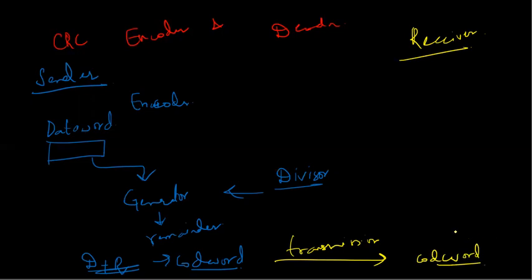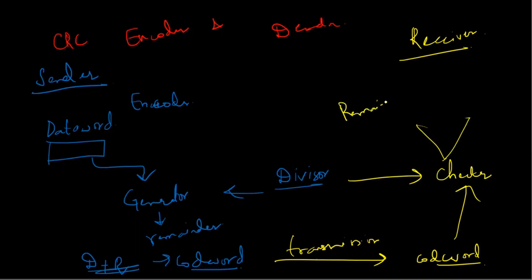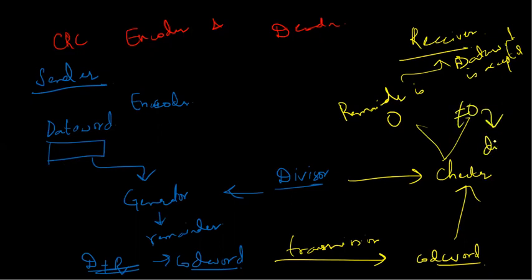Okay, that code word is again passed to a checker. With the same divisor, the checker will divide the code word that it has received. Now, in this case, it will have two scenarios. One scenario is the remainder is 0. If the remainder is 0, then the transmission is correct and the data word is given to the receiver. So the data word is accepted basically. Now, if the remainder is not equal to 0, then the data word is discarded.